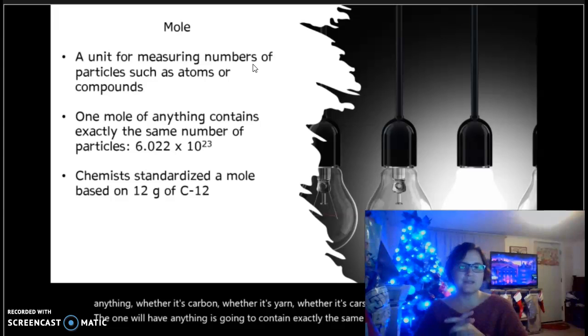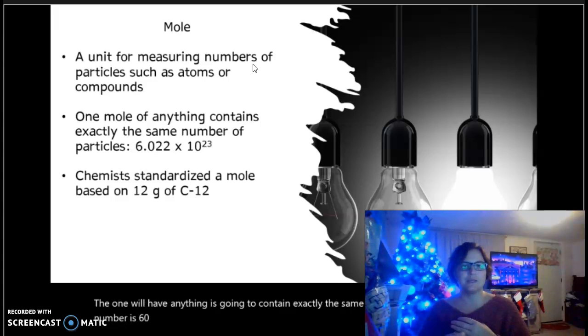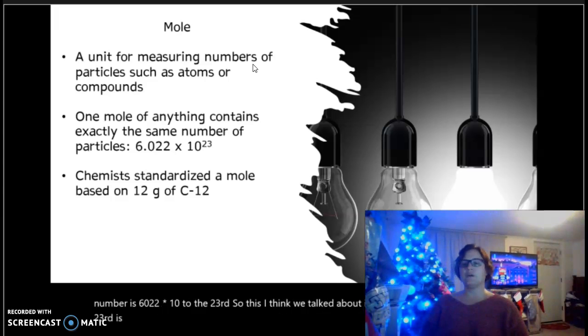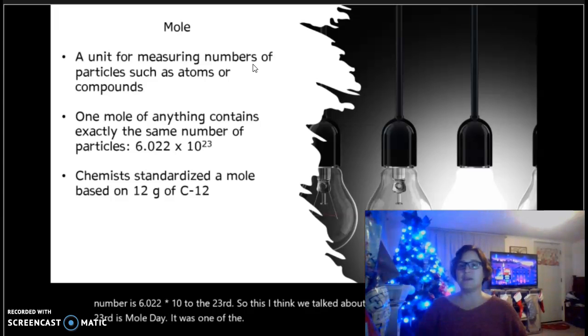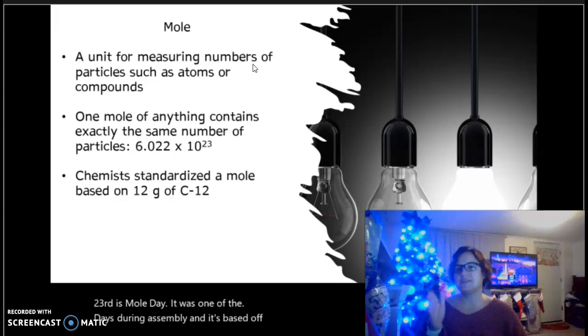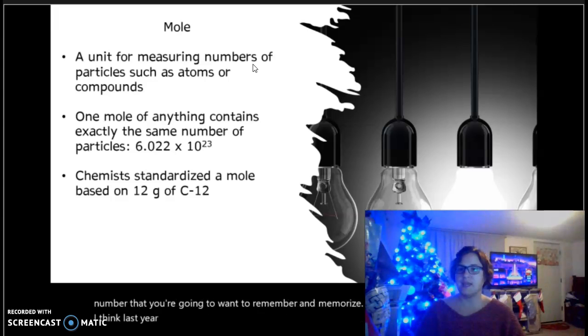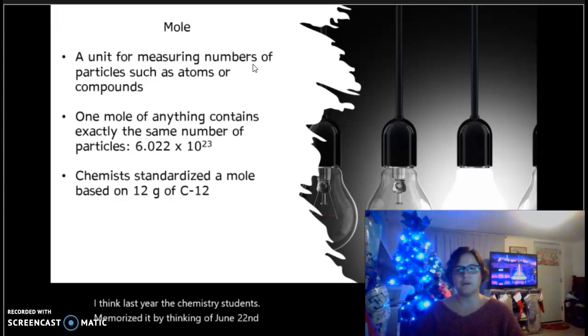And that number is 6.022 times 10 to the 23rd. So this, I think we talked about it in October, where October 23rd is Mole Day. It was one of the days during assembly, and it's based off of this number, this 6.022 times 10 to the 23rd. It's a number that you're going to want to remember and memorize. I think last year the chemistry students memorized it by thinking of June 22nd and October 23rd. So that's how they kind of remembered it.